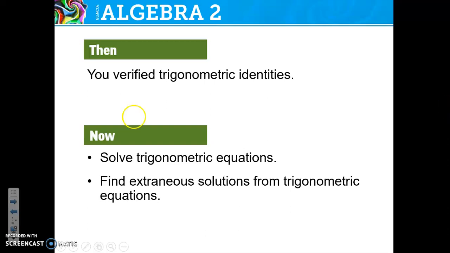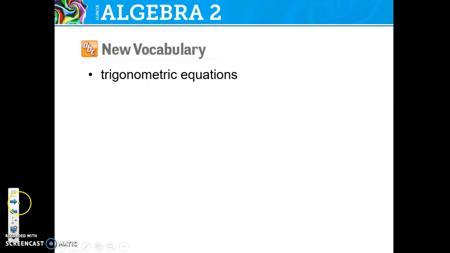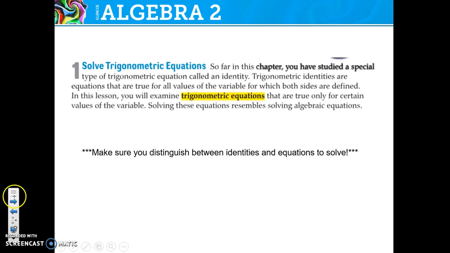Okay, welcome to the last section of chapter 13. Today we're talking about 13.5, which is solving trigonometric equations. So remember, in the past we've been verifying identities. That's different than solving trigonometric equations. So we're going to be talking about how to solve those today, and also talking about the fact that sometimes there are extraneous solutions, just like there have been in other types of equations we've solved throughout the year.